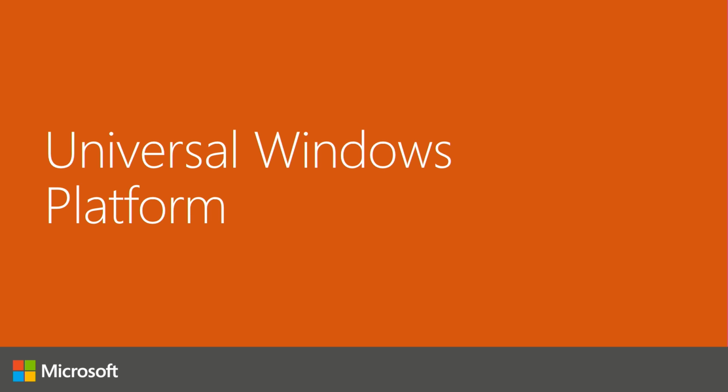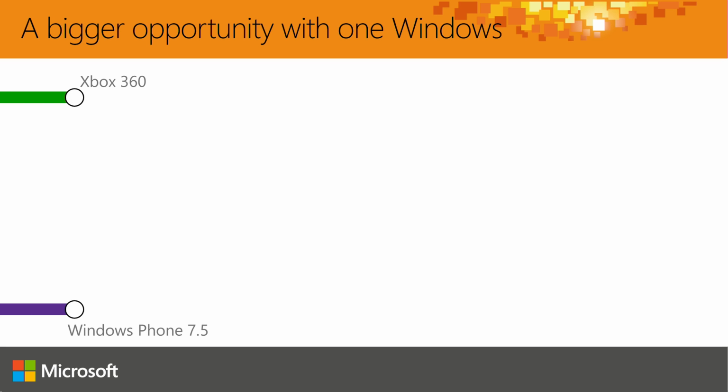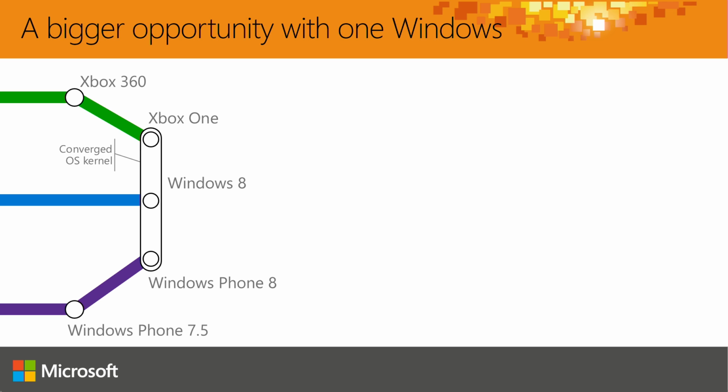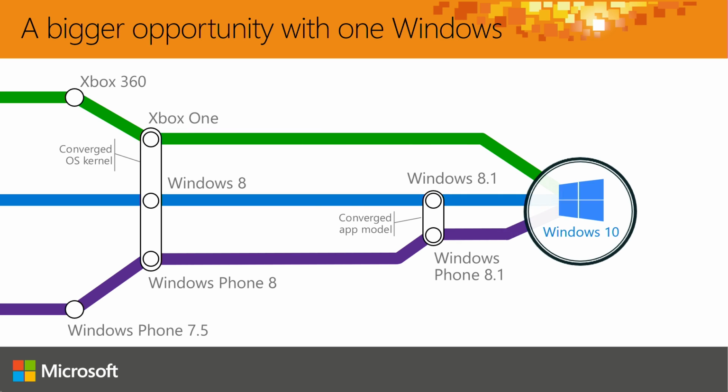So let's talk a bit about why the Universal Windows Platform. Previously, in Windows, this is what happened. We had a number of parallel but concurrent paths. So Xbox 360 and Windows Phone 7.5 all came into the Windows line at Windows 8. They converged at least at the kernel level. That kept going. With Windows 8.1, the app model started to converge, which was pretty neat. And by the time we got to Windows 10, Xbox had come into the fold as well, and they're all based on the same set of code.